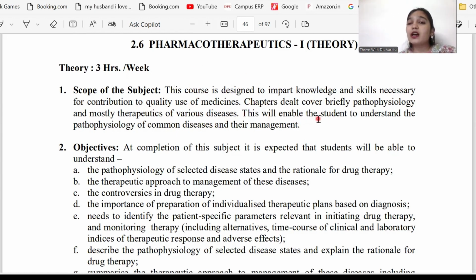These chapters cover briefly pathophysiology and mostly therapeutics of various diseases. Therapeutics means it's related to drugs, how that drug therapy will be followed. You will be studying that. And this will enable you to understand the pathophysiology of common diseases and their management alongside.